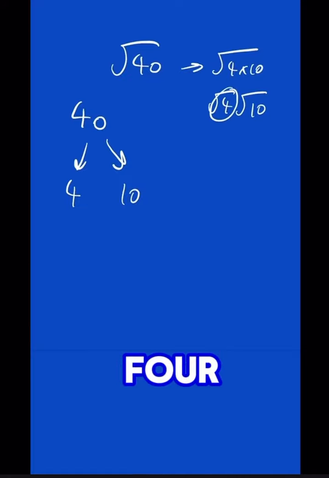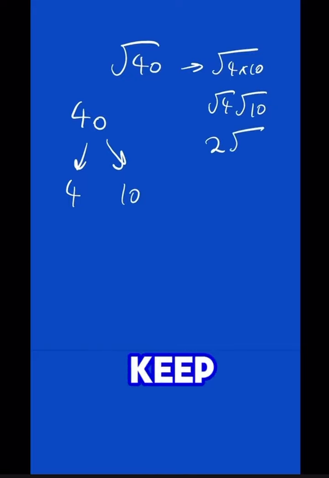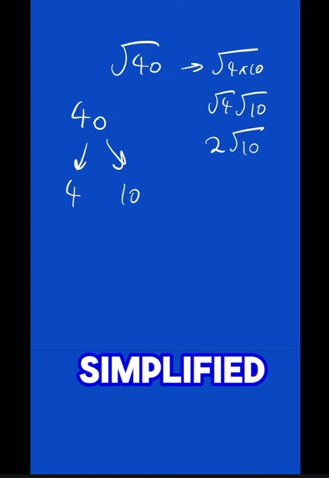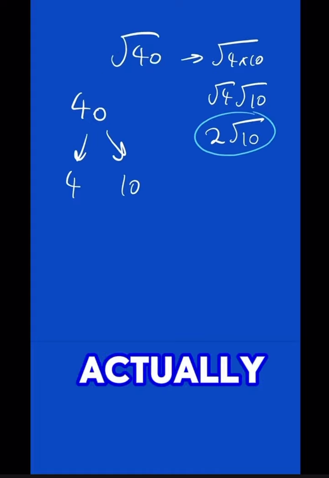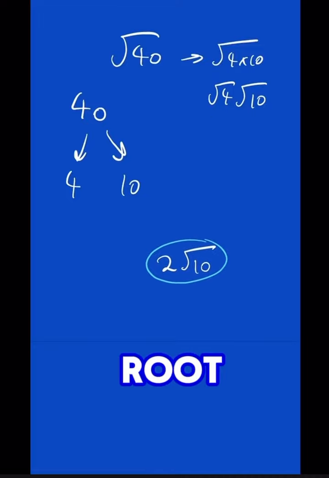Now, what's the square root of 4? Well, it's 2. And the square root of 10? Well, that's just not a very nice number, so we can keep that as it is. And now our simplified answer actually goes from the square root of 40 to 2 root 10, and that is the distance that Mario would jump.